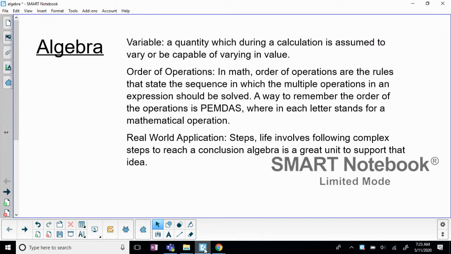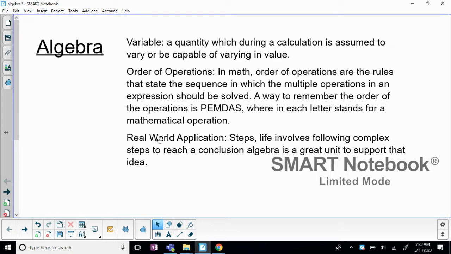The next concept is order of operations. So that's defined in math. Order of operations are the rules that state the sequence in which the multiple operations in an expression should be solved. A way to remember the order of the operations is PEDMAS, wherein each letter stands for a mathematical operation. And again, it's a shorter unit. There'll only be a couple of concepts that we're going to focus on. We'll get to order of operations later on. We're going to focus on variables today. But this last step here that I wanted to talk about, real-world application.